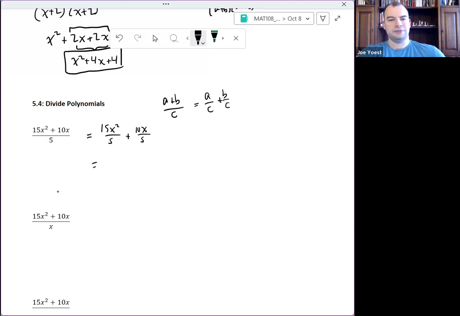And now I look in my first fraction, do I have a common factor in the numerator and denominator? I actually do. I have a factor of 5 in both. That just leaves me with 3x squared. And in my second fraction, I have a factor of 5 in that 10 times x. 10 is just 5 times 2.